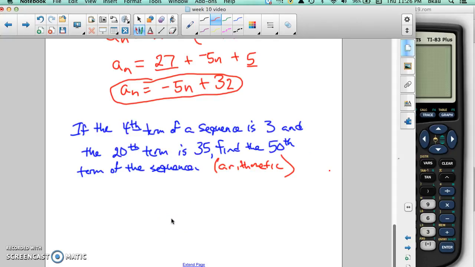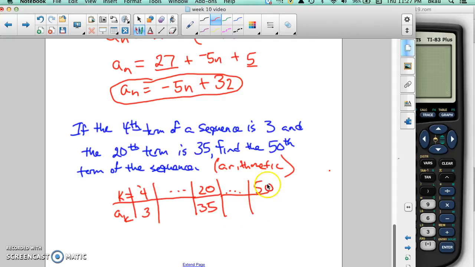So we're going to be looking at, if I put k here on my chart and I put a sub k here, then if I put my 4th term here, I'm going to get 3 as my a sub k, and if I get a few more terms, so I get down to the 20th term, I should get 35, and I want to go a little bit further down and find out what the 50th term is, and I want to know what this is. So I'm kind of filling in this chart here with what we know.